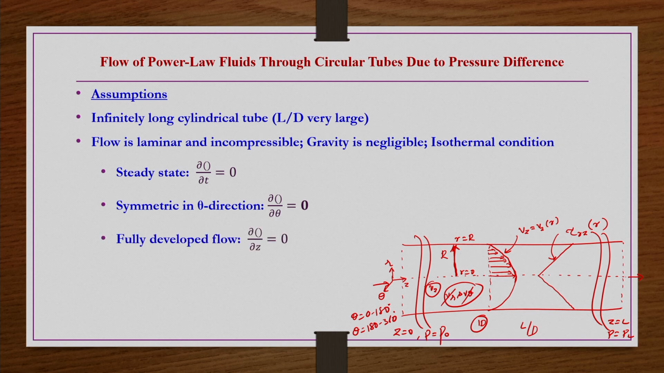Then fully developed flow: L by D we have taken very large, so that fully developed flow is taking place. What does fully developed flow mean? Let us say at this location, which we call L1, this is the velocity profile. Let us say you take another location L2 and again draw the velocity profile; it would be exactly the same as it was at L1.